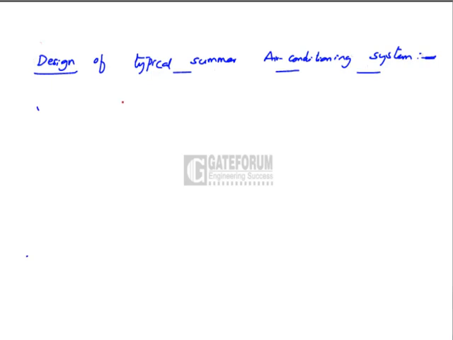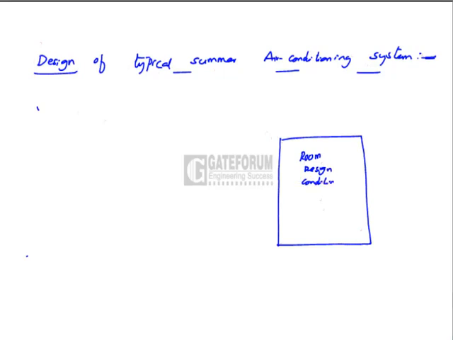Design of typical summer air conditioning system. Suppose that a room has to be maintained at room design conditions of DBT equal to 25 degrees centigrade and RH equal to 50%. They are the human comfort conditions.